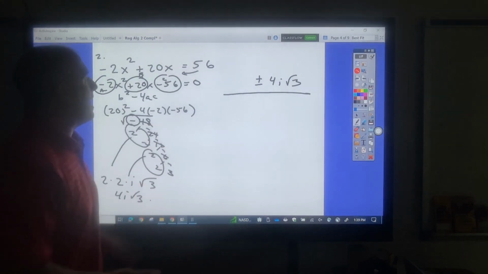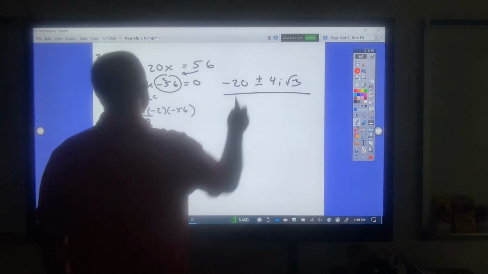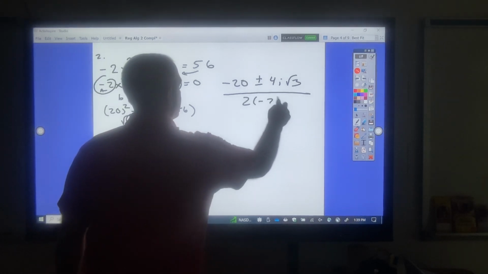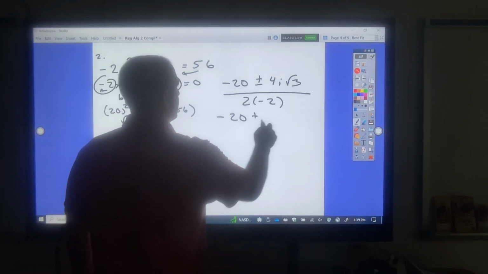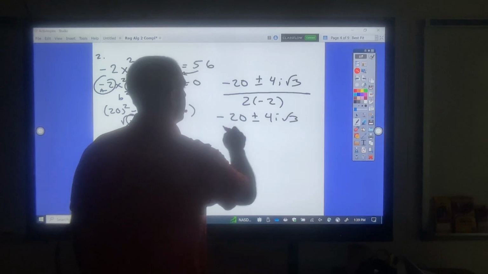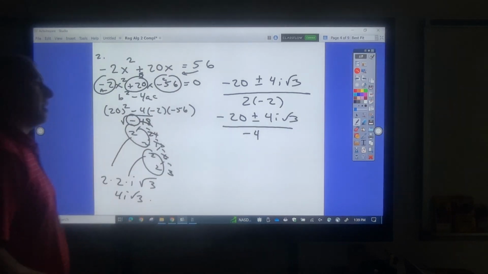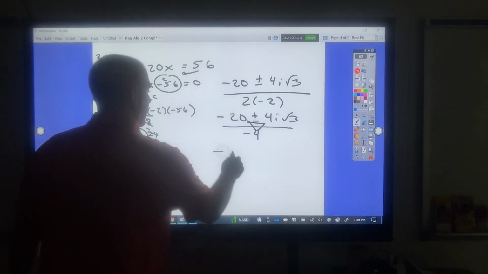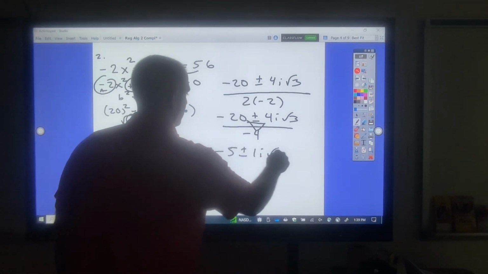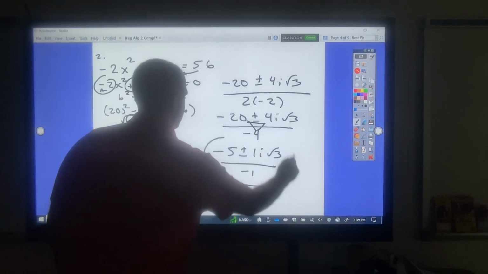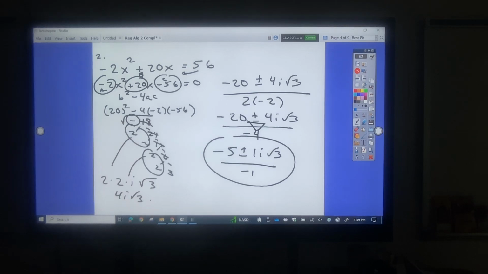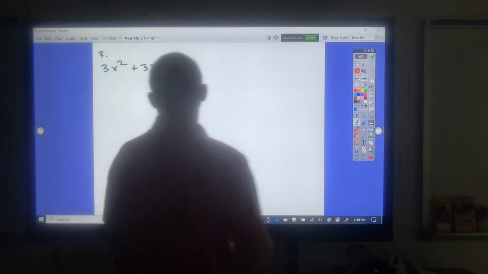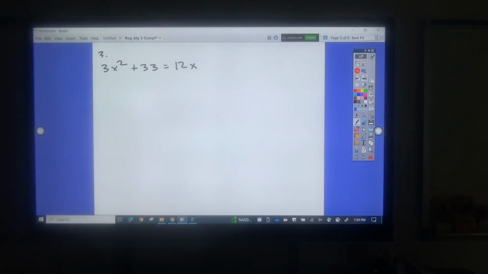This stands for the opposite of b, so that'd be negative 20. All right, 2a, which is negative 2. So negative 20 plus and minus 4i square root of 3 all over negative 4. Okay, what could all three of these be divided by? 4. So negative 5 plus and minus 1i square root of 3 all over negative 1. And that would be my answer. Okay? All right, let's do another one.